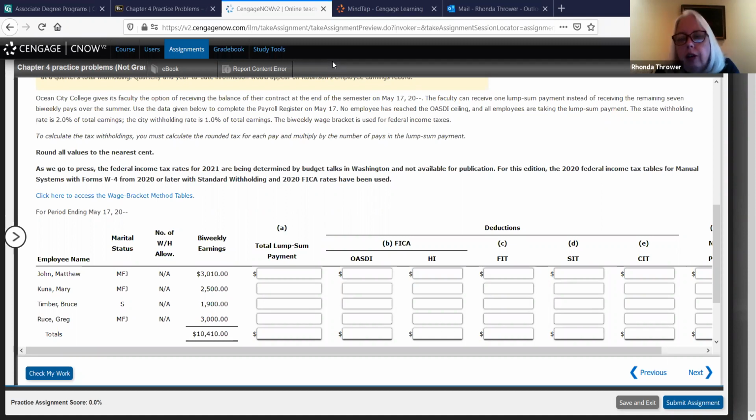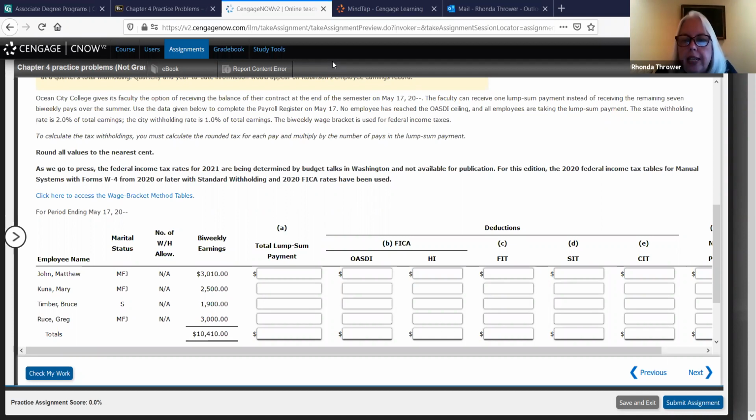To find the HI tax, you do basically the same thing. Find the tax for one pay period. One pay period is 3,010 times 0.0145, which is your HI tax rate. That will give you $43.64, which I multiplied by 7 to give me $305.55.